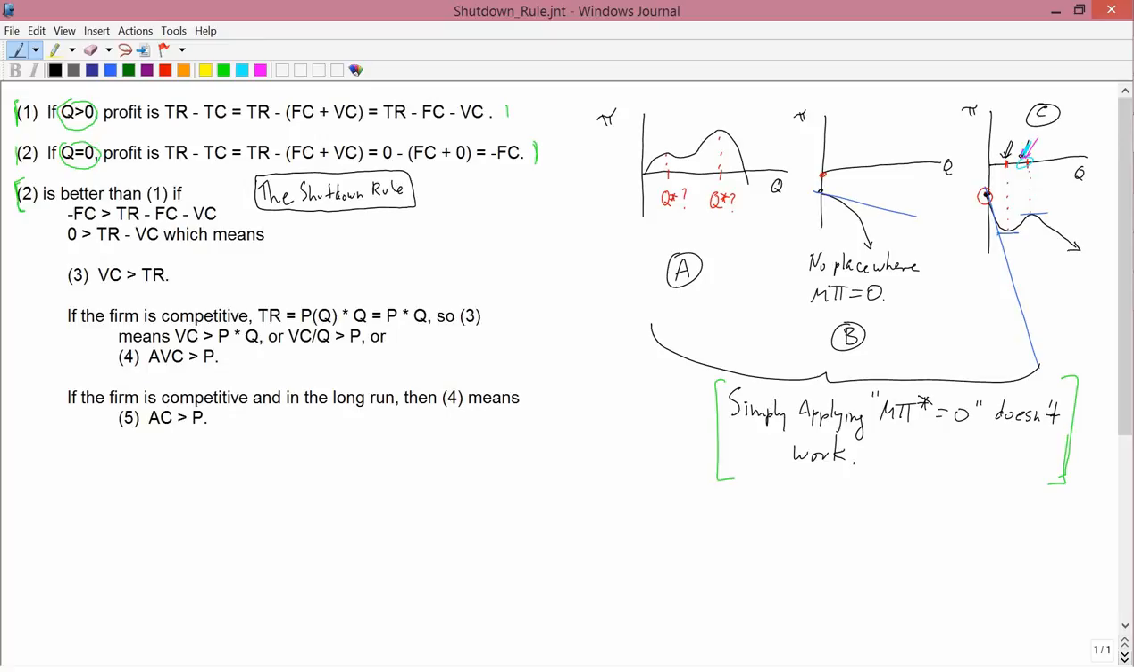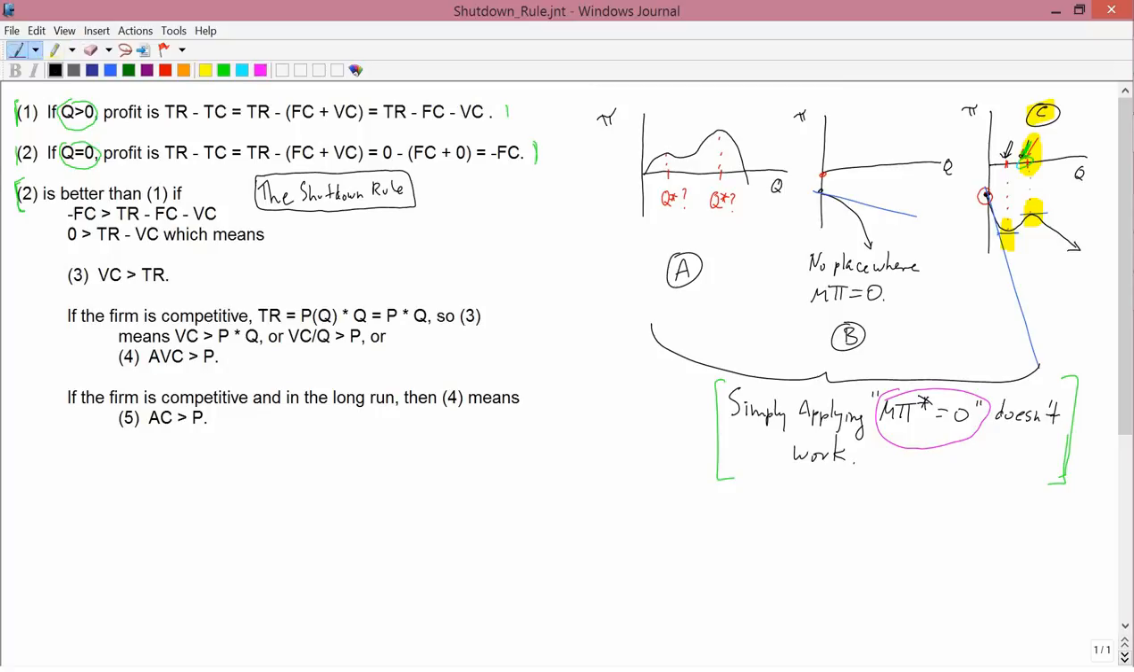The shutdown rule is what you use to supplement the m pi star equal to zero rule that we used earlier. Simply applying m pi star equals zero sometimes doesn't work. It's not enough. You need something else besides m pi equals zero that's going to correct it if m pi equals zero misleads you. And it does mislead you sometimes. In particular, it misleads you in case C, in this point here, where m pi equals zero. It could mislead you in this point as well. In both, they're misleading because the optimum place isn't where m pi equals zero. So the m pi equals zero rule needs some help.